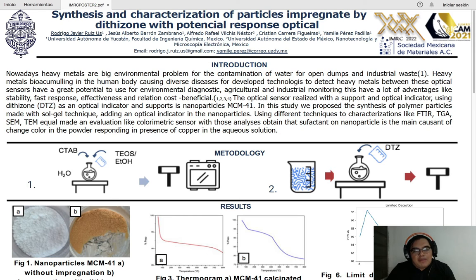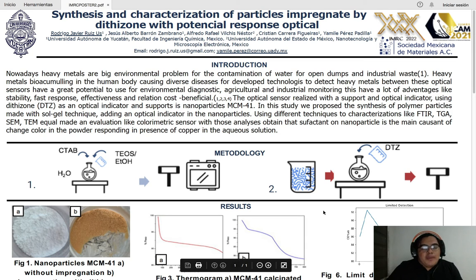It will make an evaluation as a colorimetric sensor. With those analyses, we obtained that the surfactant of the nanoparticle is the main cause of the color change in the powder, responding in the presence of copper in aqueous solution.